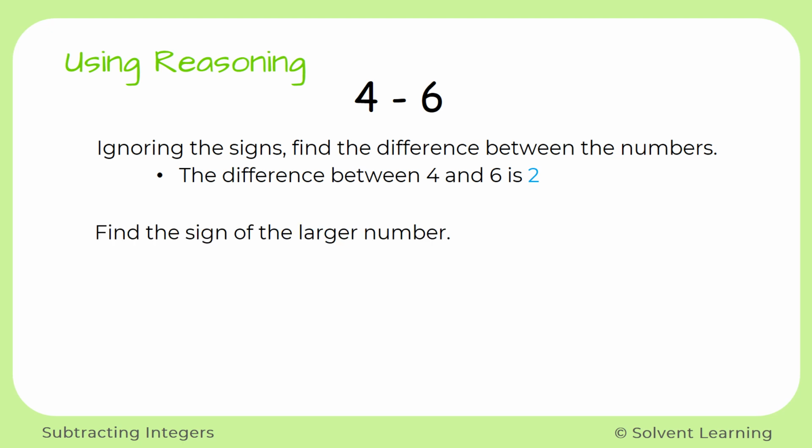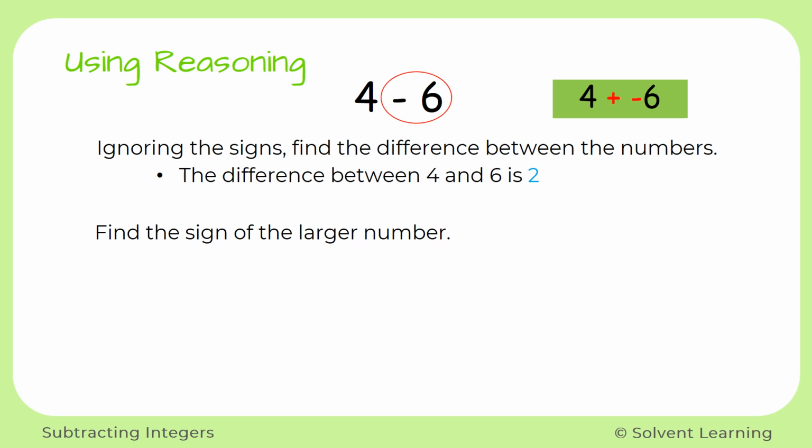Now for the next step, we want to find the sign of the larger number. Now there are 2 different ways that you can look at this to figure out the sign of the larger number when we have subtraction. We can go back to what we saw before and remember that subtraction is the same as adding the opposite. So we can see here that the 6 is negative.